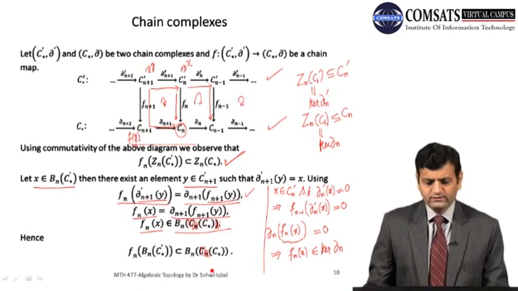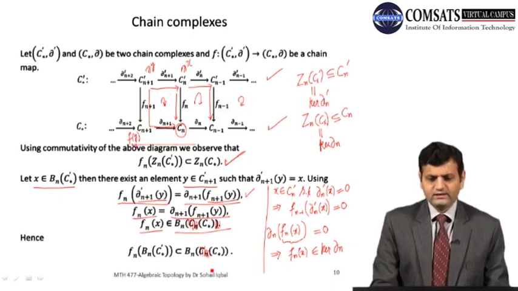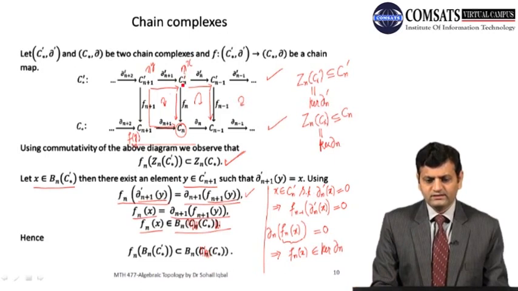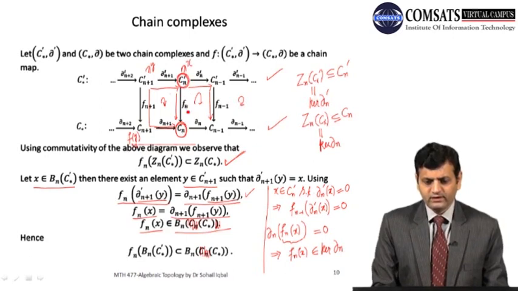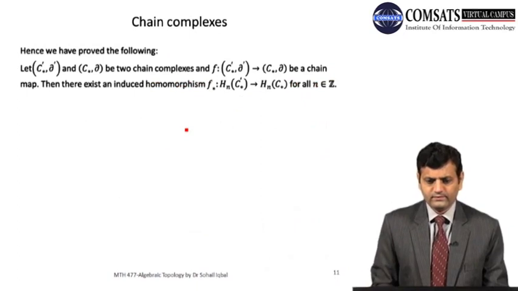Okay, so we have proved that if I have cycles in Cn prime, then fn of those cycles are contained in the cycles of Cn. Similarly, if I have boundaries of Cn prime, then when I apply fn on them, the boundary is contained inside the boundary of Cn. Hence we have proved the following thing: if we have two chain complexes and a chain map between them, then there exists an induced homomorphism.